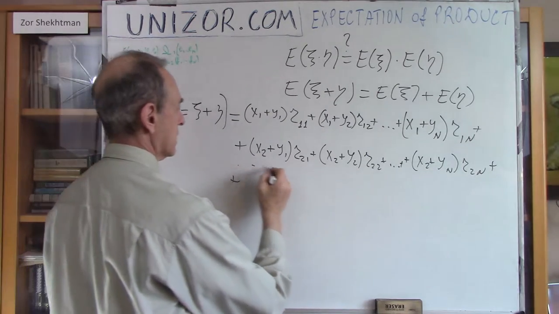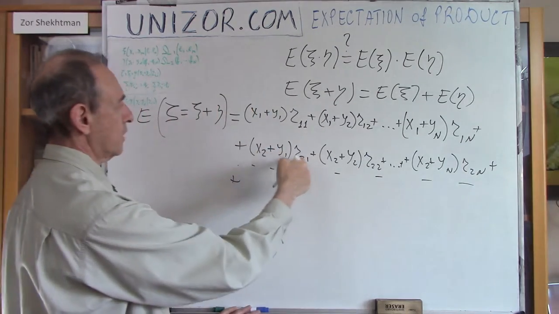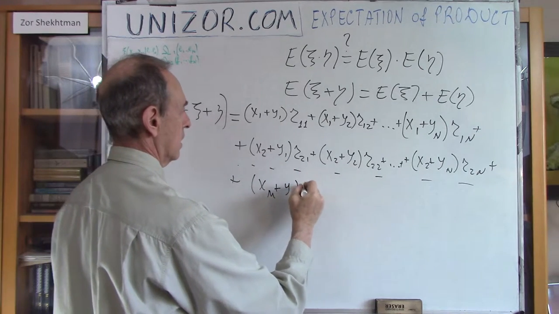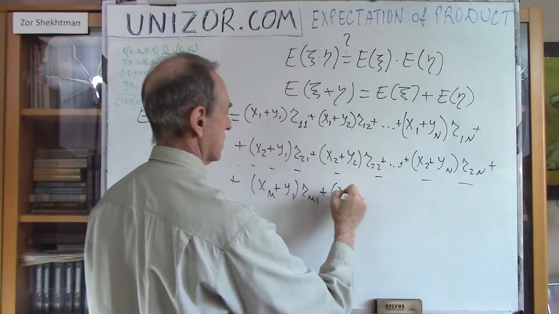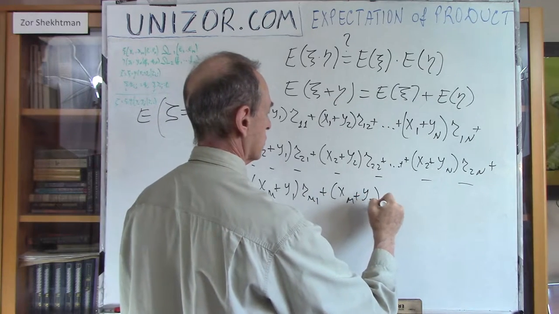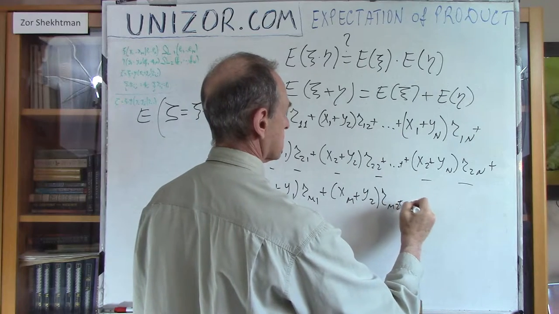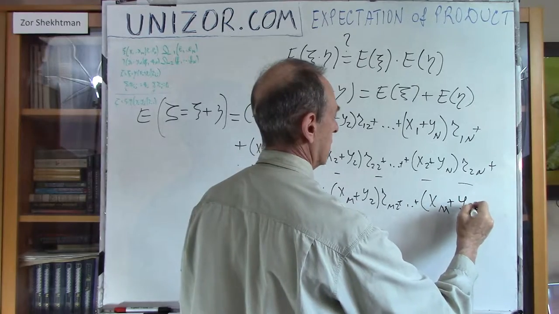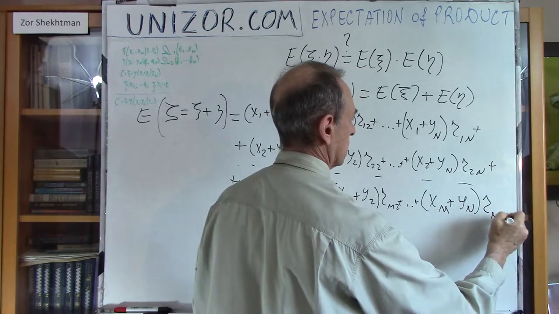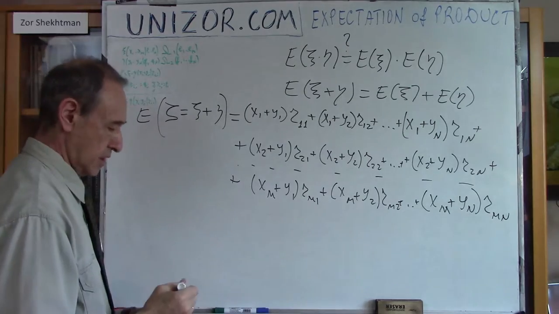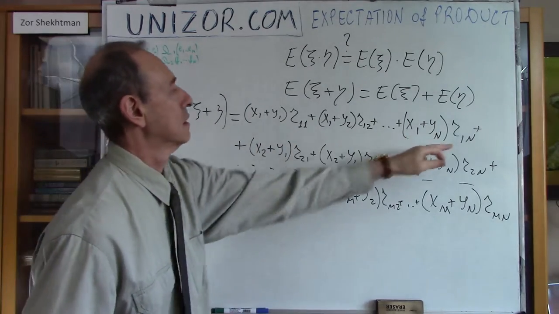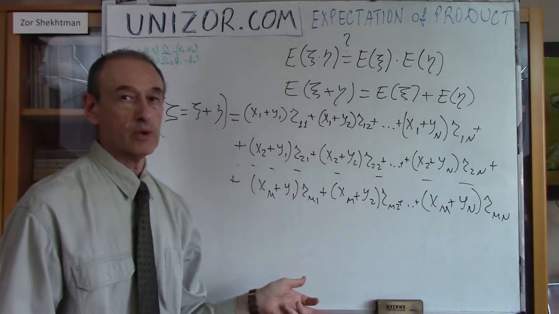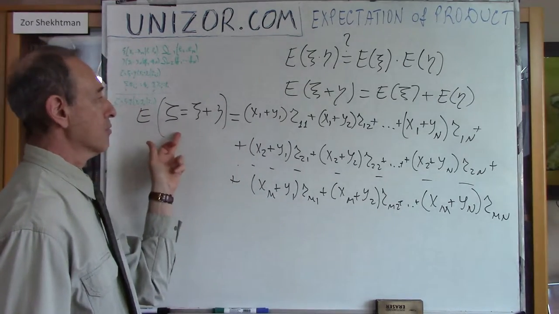So etc., etc., etc. will be x3 plus whatever x, and the last one will be xm plus y1, rm1, plus xm plus y2, rm2, plus etc., plus xm yn, rmn. So that's my probability times value, and we add them all together, and that's how we form the expectation.